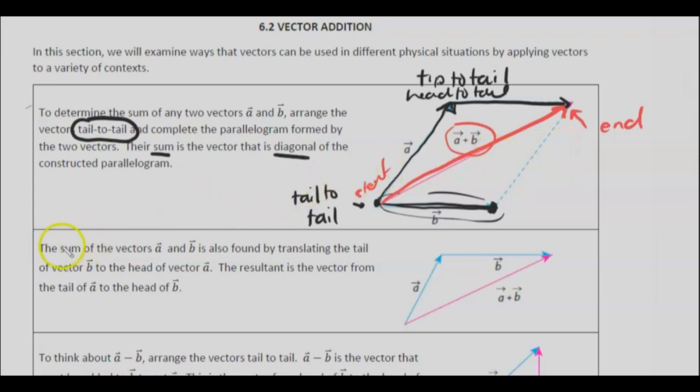Okay. So the sum of the vectors A and B is also found by translating the tail of vector B to the head of vector A. So that's kind of what I did up there. The resultant is the vector from the tail of A to the head of B. Okay, so you can do the full parallelogram, or you can simply pick up the vector, or draw one vector at a time. So maybe draw A first and say, okay, now I'm going to start the next vector here, draw B, and then we're done. So kind of like just continue drawing vectors.